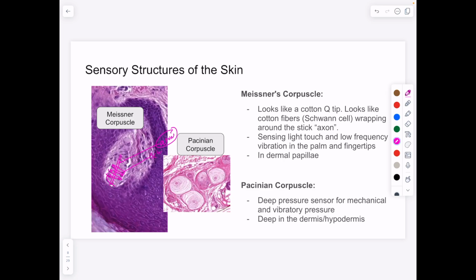And then these are all Schwann cells. We remember Schwann cells are myelinating cells in the peripheral nervous system, which we're in, in the skin here, so this must be peripheral. And then oligodendrocytes are myelinating cells in the central nervous system, which we're not. So those must be Schwann cells on the outside right there. But this is the Meissner's corpuscle, and it's light touch and low frequency vibration.